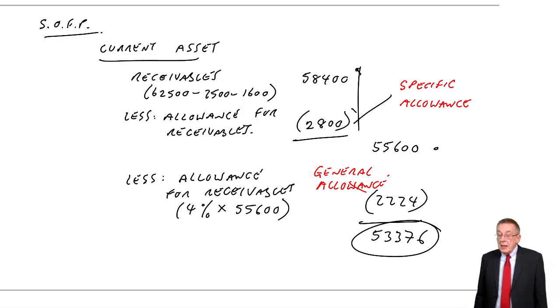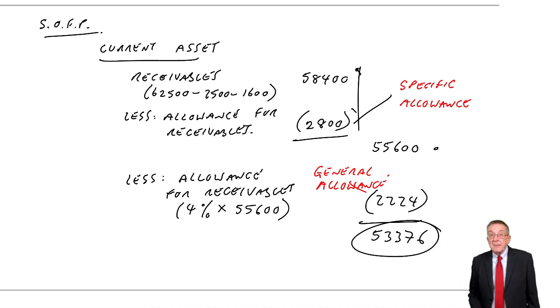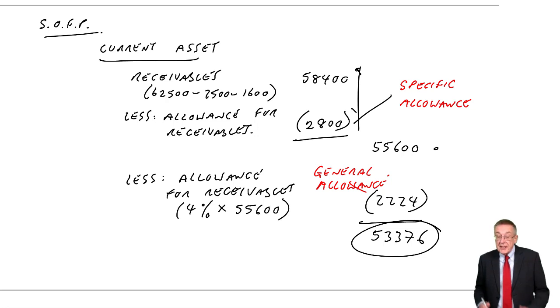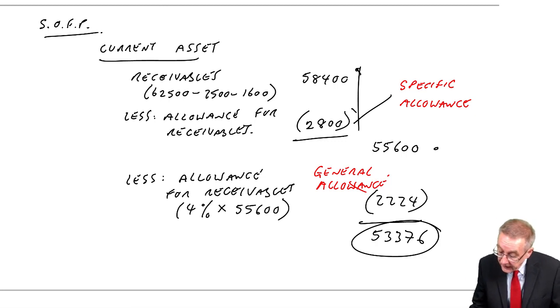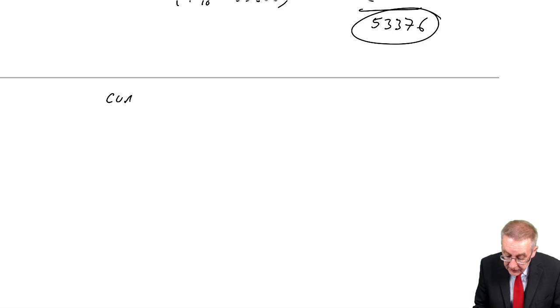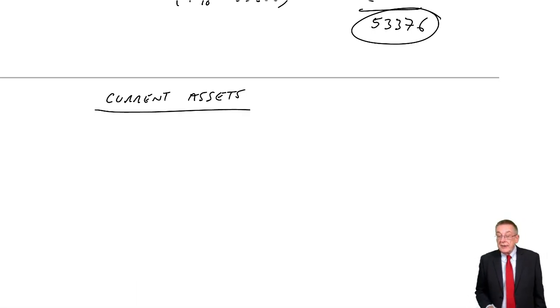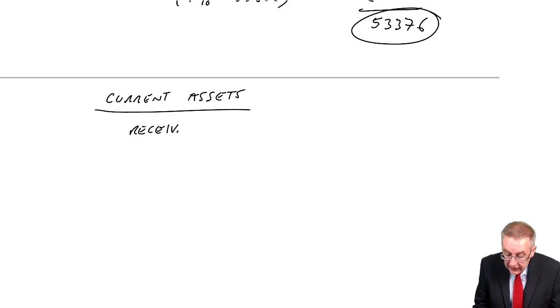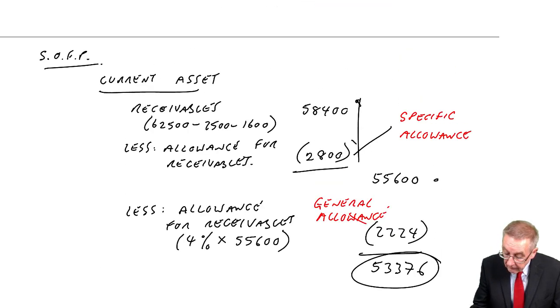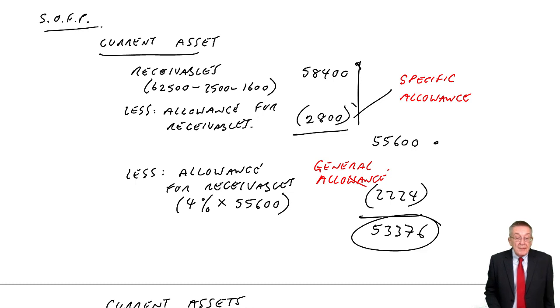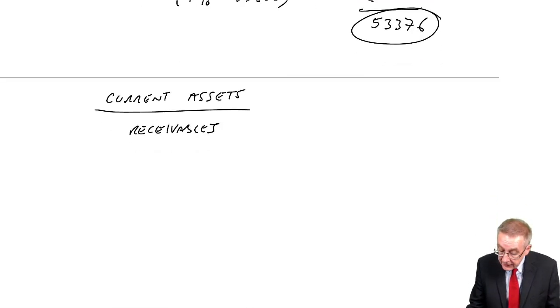Finally, though, in terms of presentation, for this example the final answer is 53,376. That's the final figure for receivables. The actual way it's presented on the statement, again, it's current assets. We will end up showing 53,376, but we do show the breakdown. We show what the receivables are after removing any irrecoverables. After removing the irrecoverables, it was 58,400. We subtract this allowance for receivables.